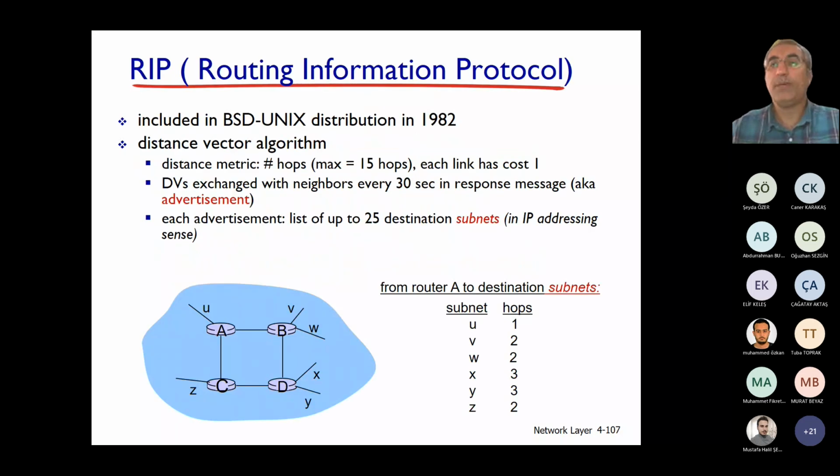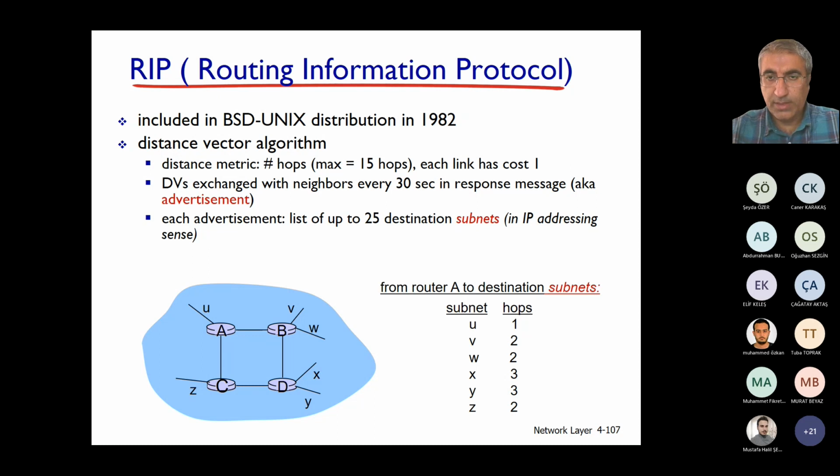So let's start with the RIP. This was included in the Unix distribution in 1982. It is based on the distance vector algorithm. Remember, guys, we just learned that. The distance metric is the number of hops, the maximum it can support is 15 hops, and each link has a cost of 1. Distance vectors are exchanged with neighbors every 30 seconds in a response message, also known as an advertisement message. In each advertisement message, you can list up to 25 destination subnets.